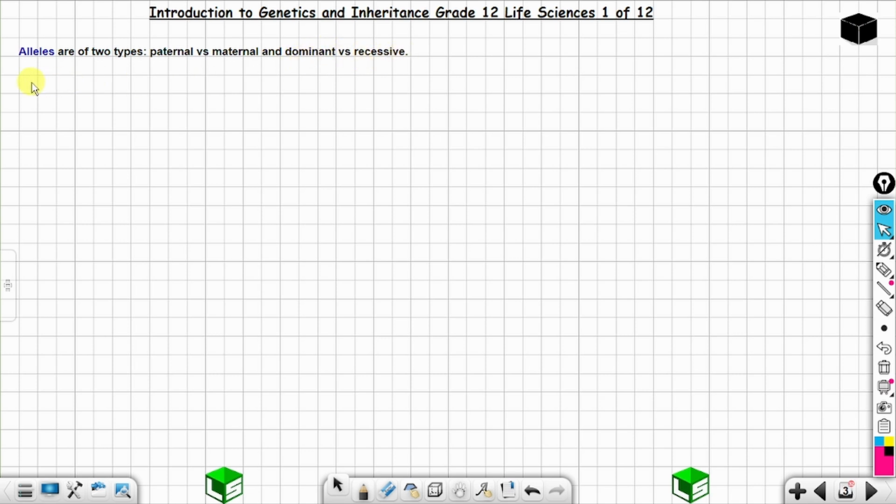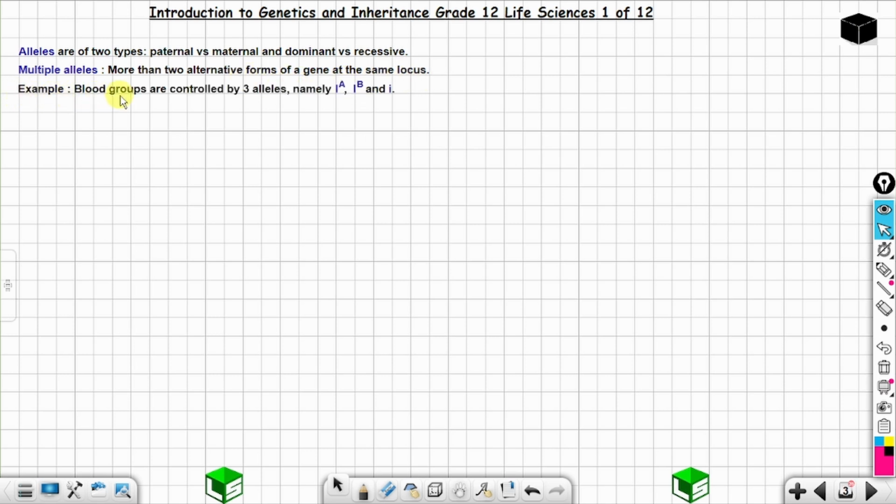We also have multiple alleles. Multiple alleles is when you have more than two alternative forms of a gene at the same locus. Example, blood groups are controlled by 3 alleles. You have these 3 alleles. We are going to see about blood groups in 7 of 12. For now, you have to know that multiple alleles is when you have more than 2 alternative forms of a gene at the same locus.